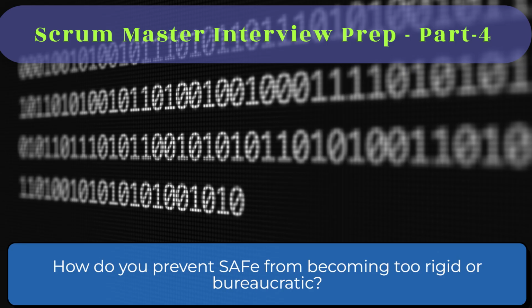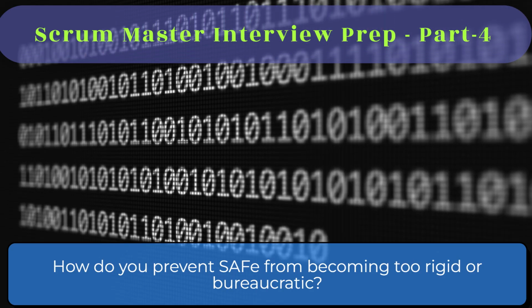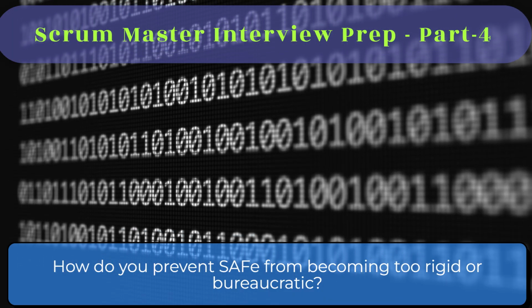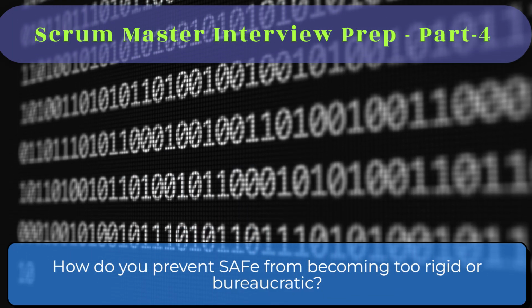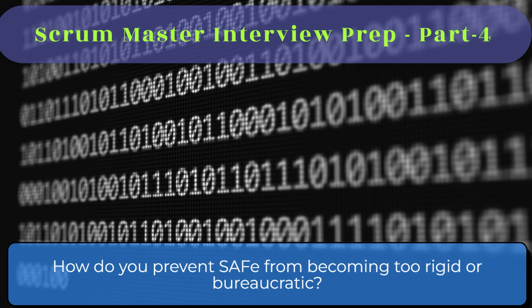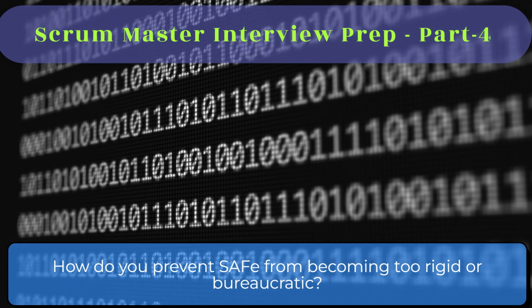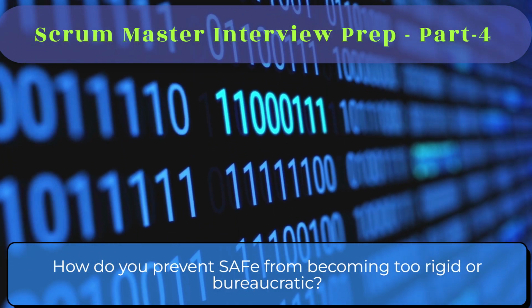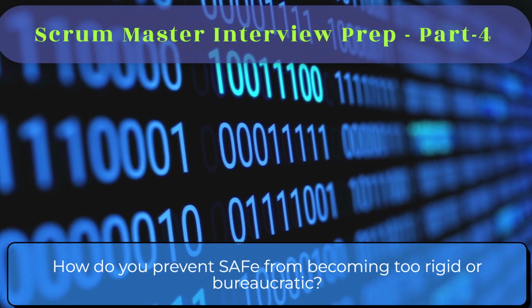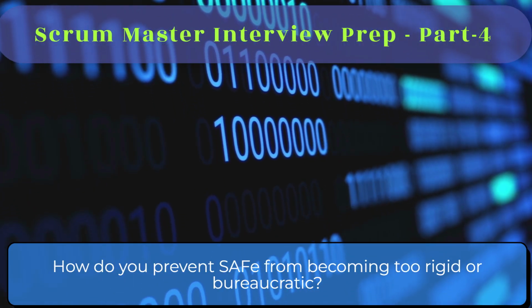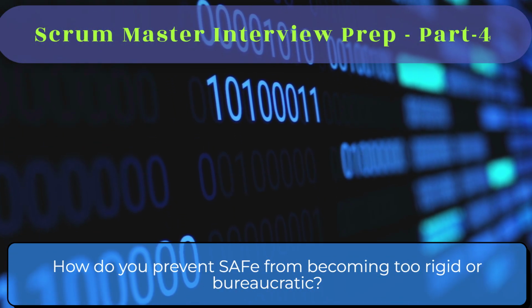Question 8. How do you prevent SAFe from becoming too rigid or bureaucratic? I continuously inspect and adapt, remove unnecessary ceremonies, and remind teams and leaders that SAFe is a framework, not a rulebook. Agile values should always come before processes. This reflects real-world experience in large organizations.